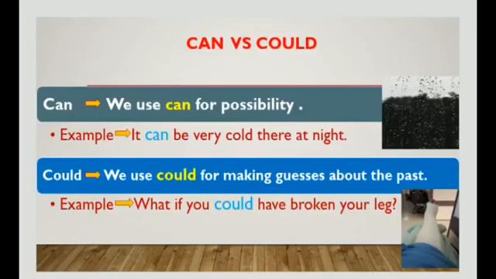Dear kids, we use can for possibility to show that something is possible but not certain. For example, it can be very cold there at night. It means it's not sure and not certain.